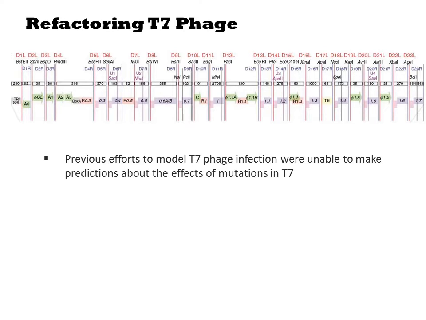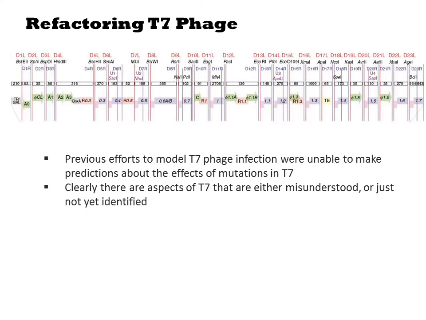In previous studies, the authors had done computational models of T7 phage, but were unable to make predictions about the effects of mutations in the phage. It was clear that subtle aspects of T7 were either misunderstood or not yet identified. Part of the difficulty is that phage often contain overlapping open reading frames in which the coding sequence of one protein overlaps the regulation of another. Such scenarios can give complicated behavior.